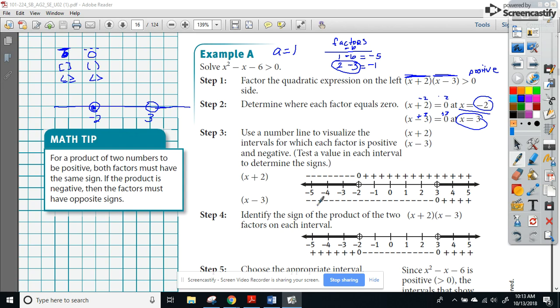And what they're doing down here is they're saying, okay, if I pick one of these x values and plug it into this number right here, what's going to be the sign of that number? Well, let's pick negative 5.